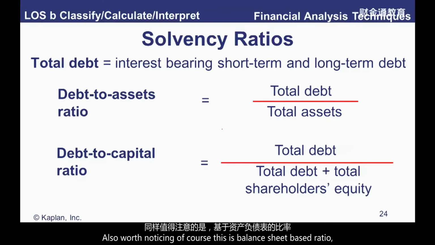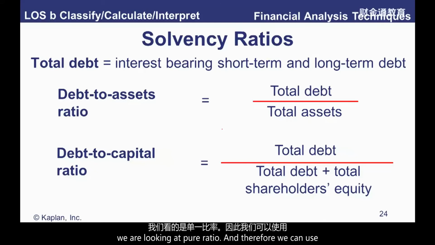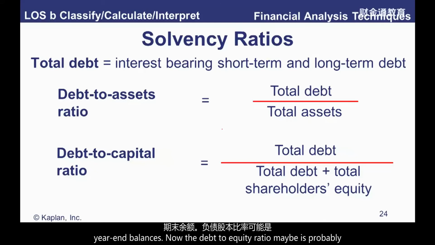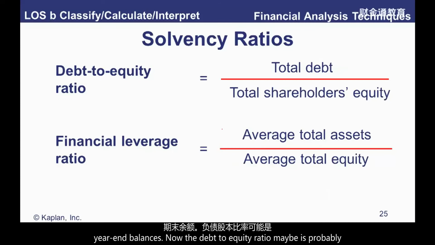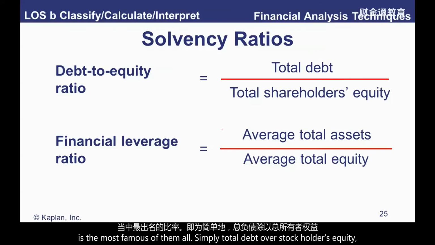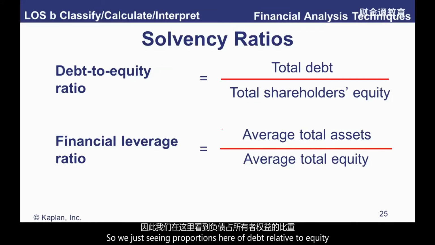Also worth noticing, of course, that these are pure balance sheet based ratios. We're looking at pure ratios, and therefore we can use year-end balances. Now, the debt to equity ratio, probably the most famous of them all, simply total debt over stockholders' equity. So we're just seeing proportions here of debt relative to equity.